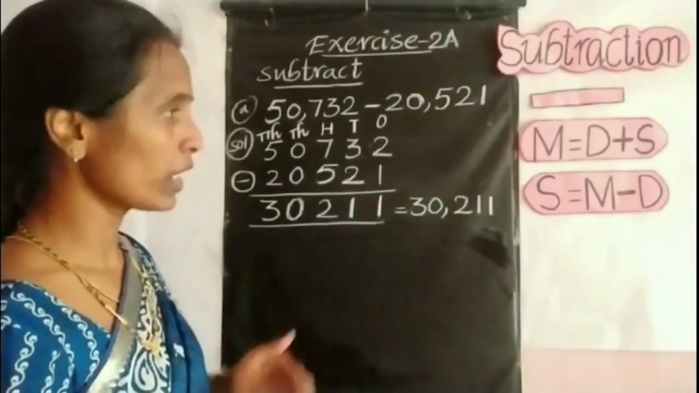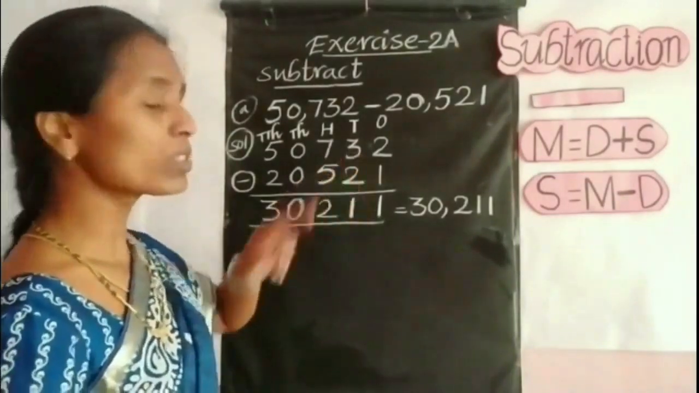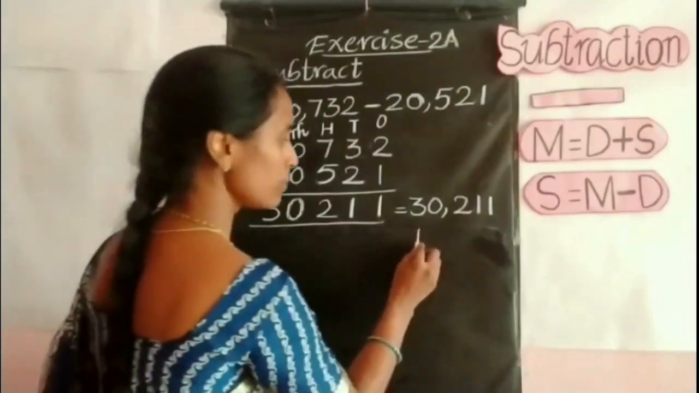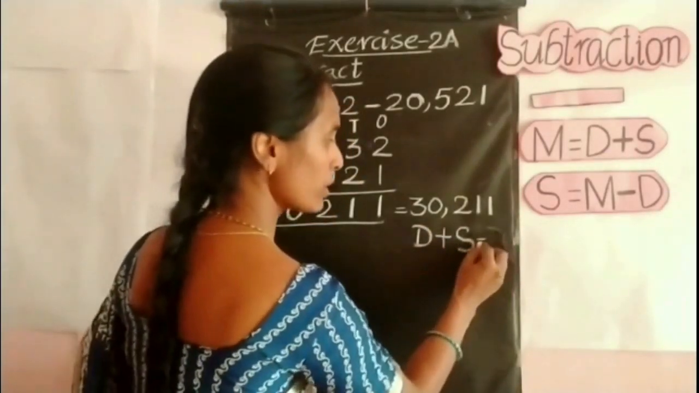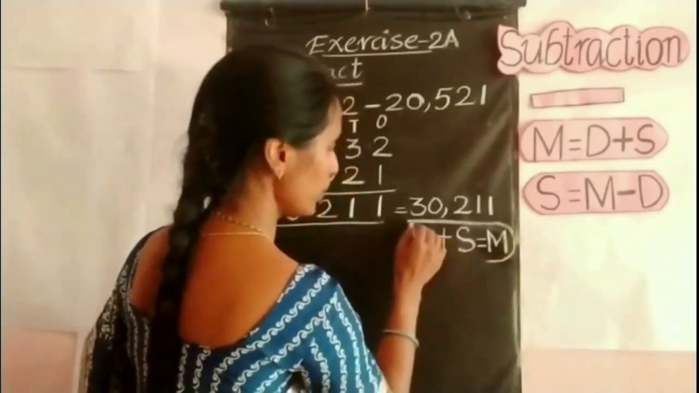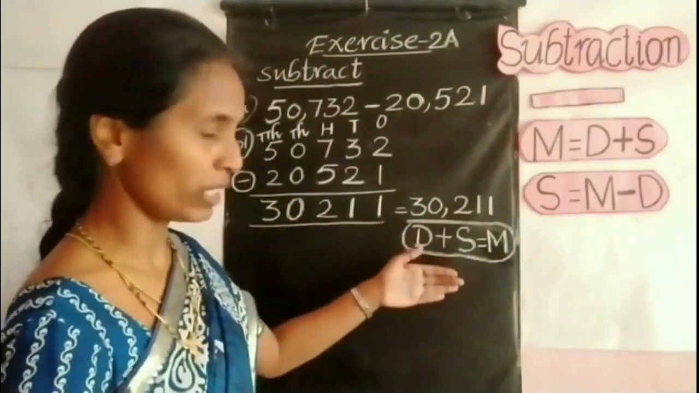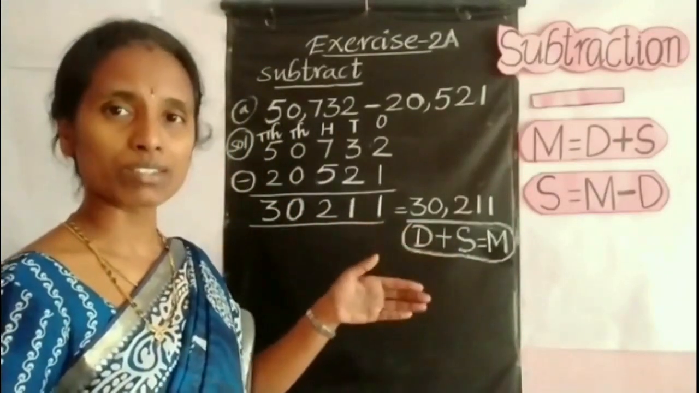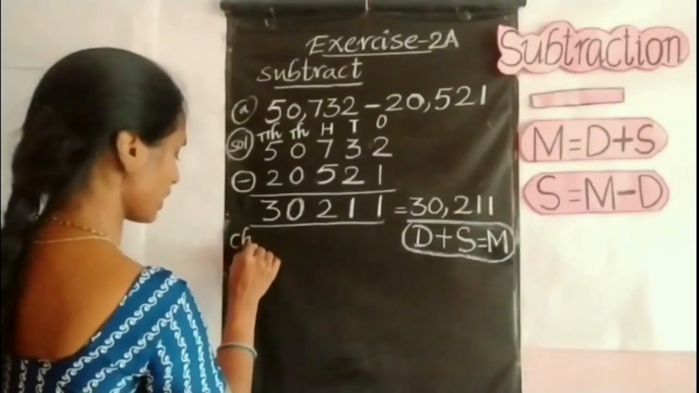So children, what do we have to do? First, this difference should be added to the subtrahend. Difference and subtrahend both are added. So what do we have to get? We should get the minuend. If you add the difference and the subtrahend and you get the minuend, that means your answer, your difference, is correct. Let us check. This is called check.